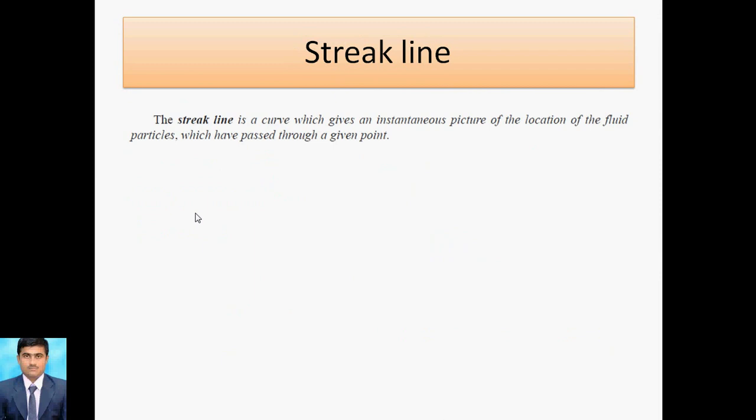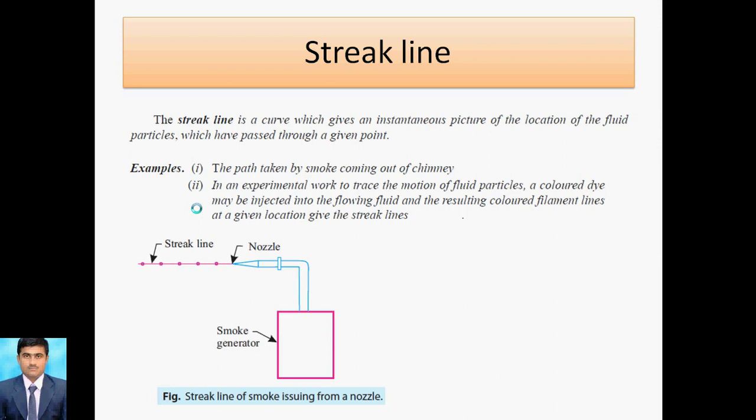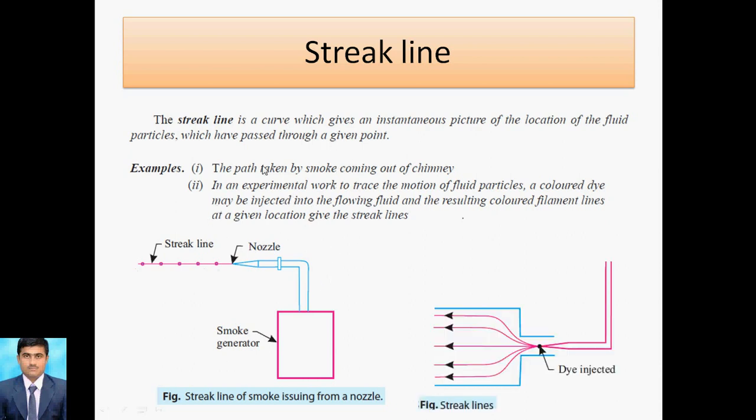Now we observe the streak lines. A streak line is a curve or picture of the location of fluid particles which have passed through a given point. An example is smoke coming from a chimney. Here you can check the fluid particles' path, or locations, and if you trace this line, that is called a streak line. Similarly, in an experimental format, dye is injected from this point. Here colored dye is injected into the flowing fluid. If the fluid is flowing in a channel and we send the dye into this point, then colored filament lines will be observed here. So we observe the streak lines, where fluid particles trace the path in particular locations; that is called a streak line.